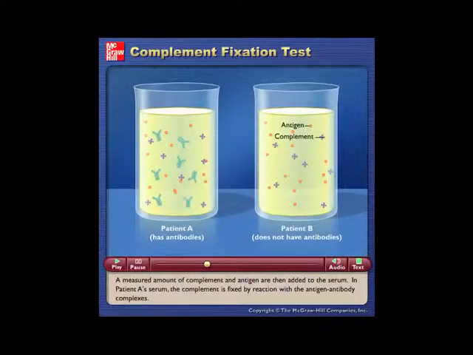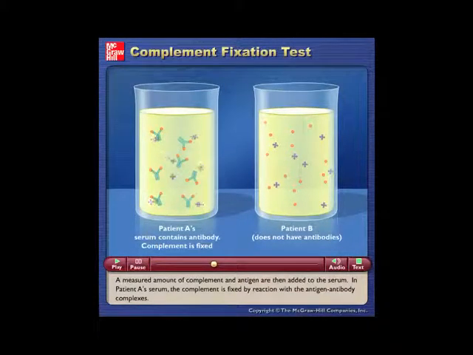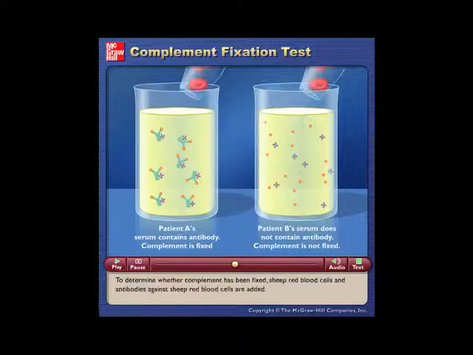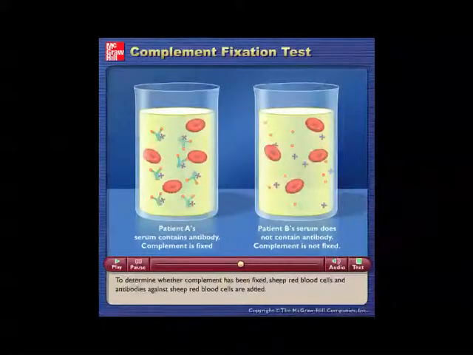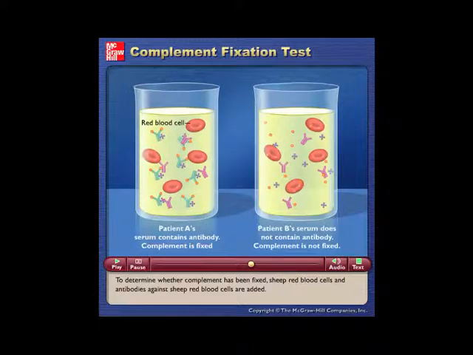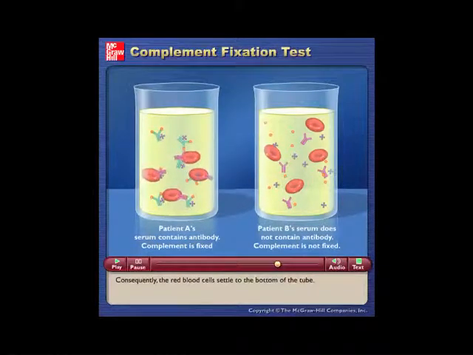In patient A's serum, the complement is fixed by reaction with the antigen-antibody complexes. In patient B's serum, there are no antibodies to complex with antigen and the complement remains free. To determine whether complement has been fixed, sheep red blood cells and antibodies against sheep red blood cells are added. In patient A's serum, the complement is already attached to the antigen-antibody complexes in the serum and cannot induce sheep red blood cell lysis. Consequently, the red blood cells settle to the bottom of the tube.